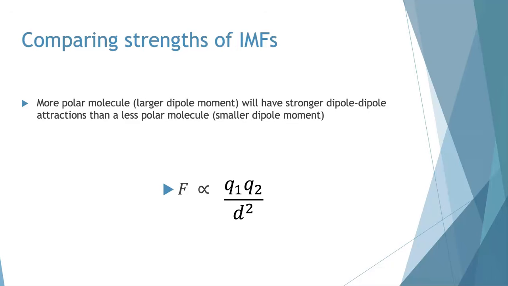We can also talk about strengths of IMFs and compare them using Coulomb's law, because we can quantify how polar a species is. A more polar molecule will have a larger dipole moment, a numerical value. And that more polar molecule is going to have stronger dipole-dipole attractions than a molecule that's less polar with a smaller dipole moment. All right, so this all comes back to Coulomb's law, right? If we have larger partial charge magnitudes, we're going to have stronger IMFs.